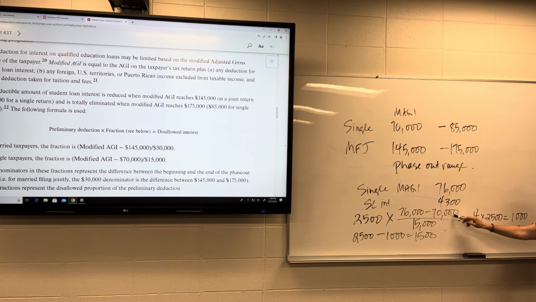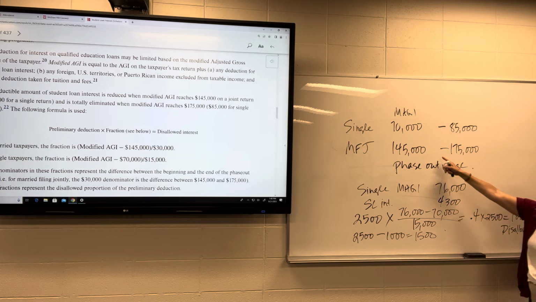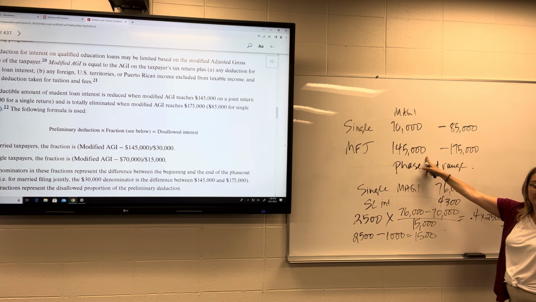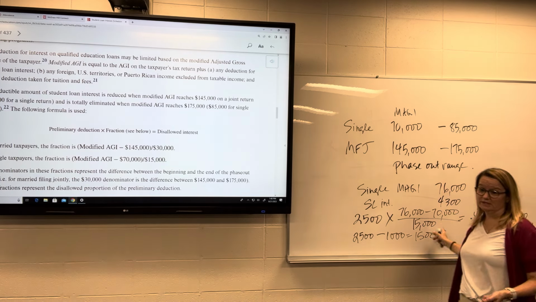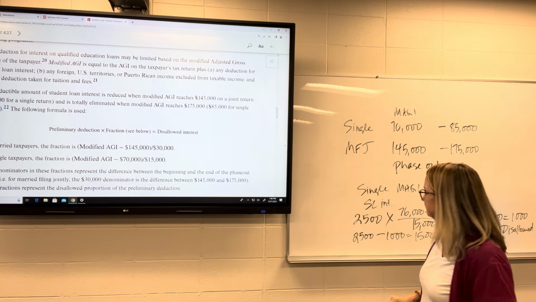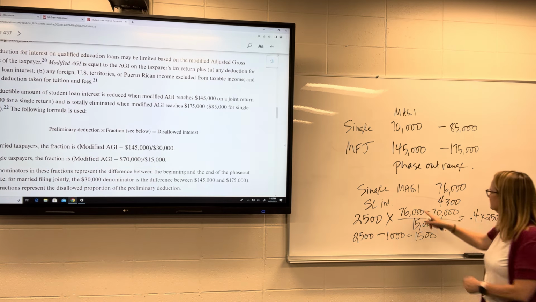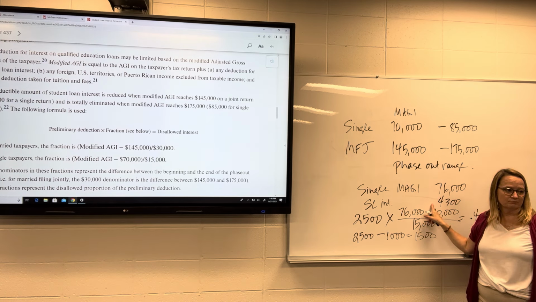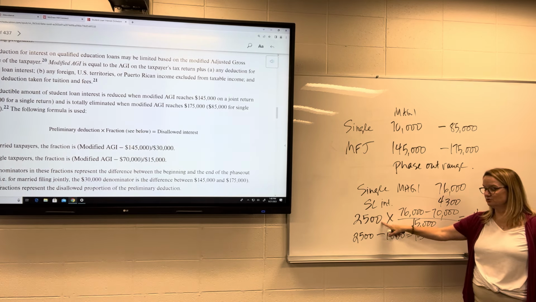Like I said, you're going to see this, and this denominator is always going to be whatever that range is. So you can imagine, this is 30,000. If it's married, that denominator is going to be 30. What's the 4,300 again? 4,300 was the total amount of student loan interest that they paid. Oh, okay. But they don't get all of that. They're limited to 2,500.